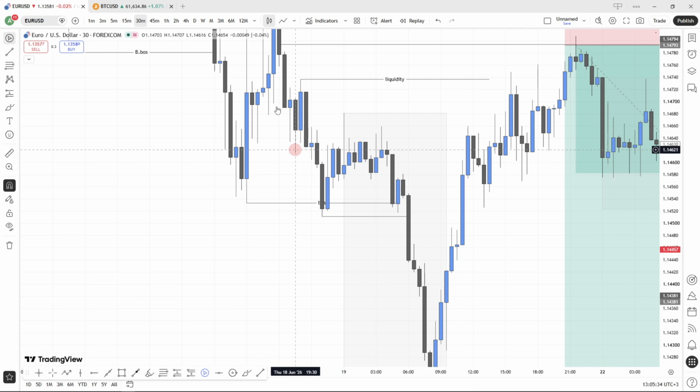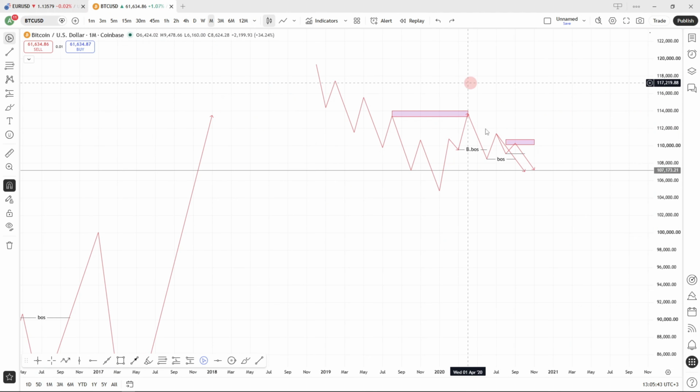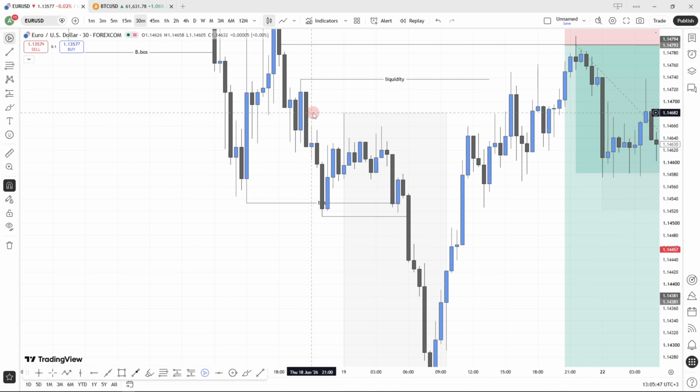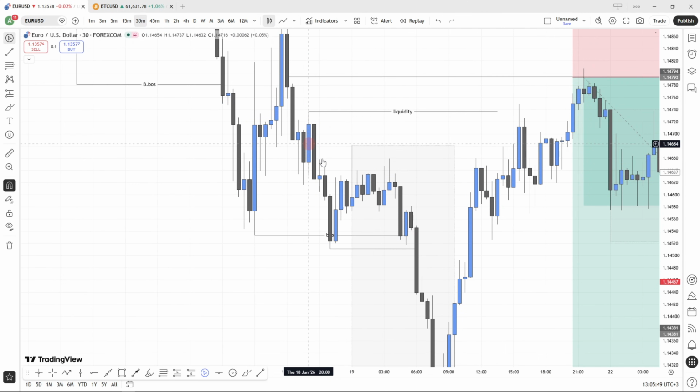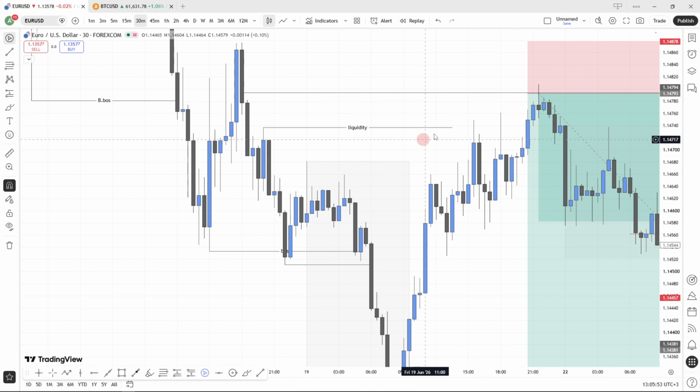If I go to the line chart, you can see that is the mitigation. It gave us a breakout structure. This breakout structure is internal. That's why I demonstrated so on this area, it might give you an internal breakout structure. So once you've had that kind of breakout structure, you mark that as your liquidity. So you are anticipating that price is going to come, take out that liquidity, and then start selling.